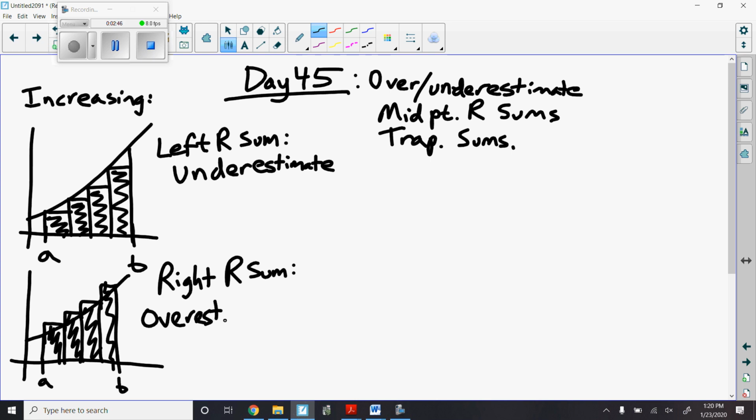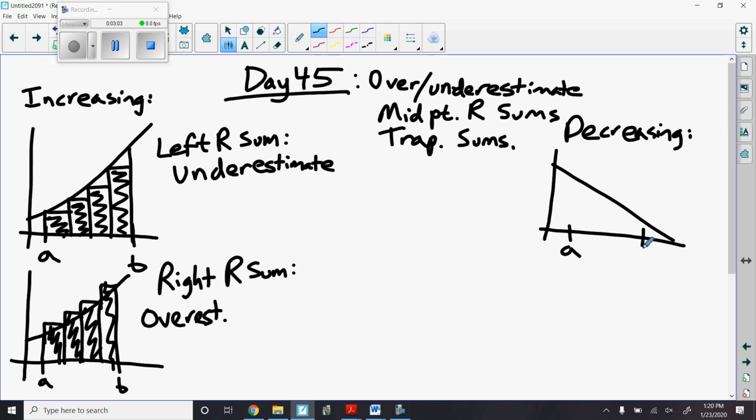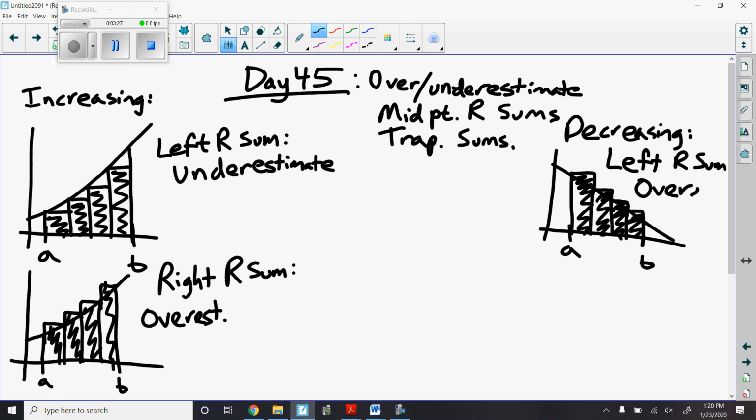But if we have a decreasing function, then the reverse is going to be true, right? If I have a decreasing function, now a left-hand Riemann sum is going to give us that overestimate. Whereas a decreasing function with a right Riemann sum will give us our underestimate.